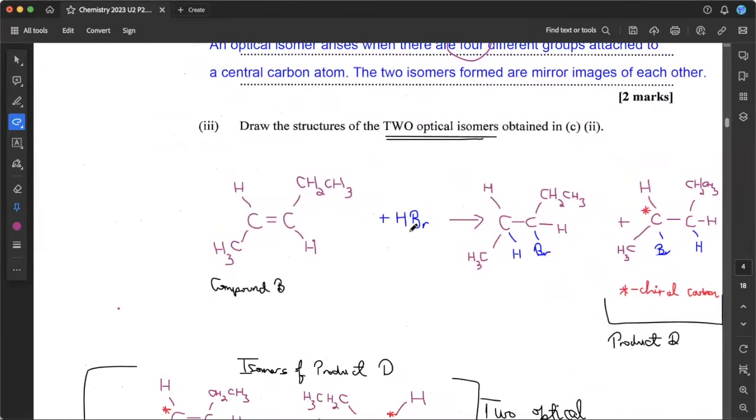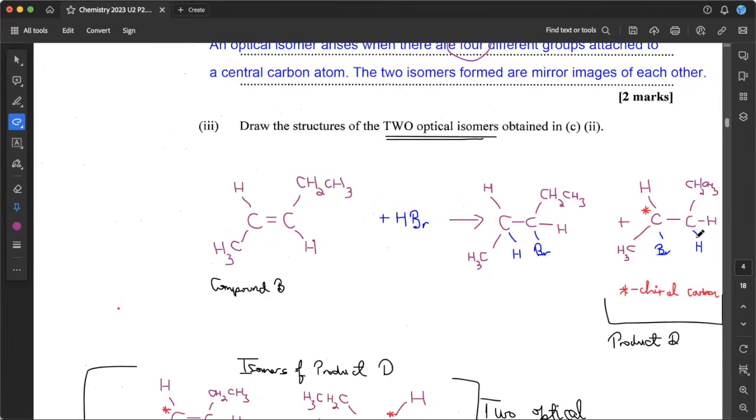Now, when we add HBr, we see that this is an unsymmetrical molecule, because this carbon has a hydrogen here and a CH2CH3 here, and this one has a hydrogen here and a methyl group. So this is a methyl group, and this one has an ethyl group on it. Based on Markovnikov's rule, the hydrogen is going to add to the carbon that already has more hydrogens, and in this case, that's this carbon here.